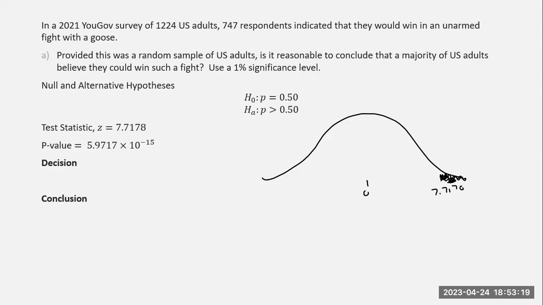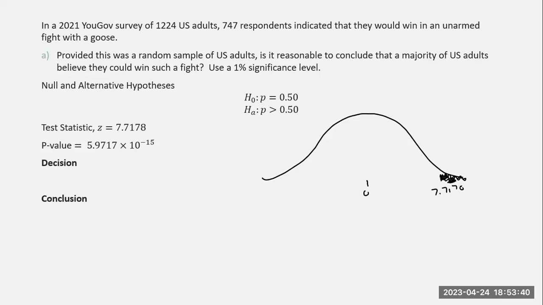Why do I shade to the right here? Because the alternative hypothesis is greater than, which means to the right. Okay, most of the time, if it's a positive value, we're going to be shading to the right. If it's a negative value, we're going to be shading to the left. Okay, that's how we're typically going to see it. And so you can see that's going to be a tiny value, just thinking about what it looks like.